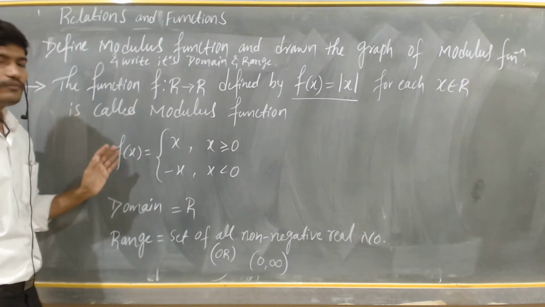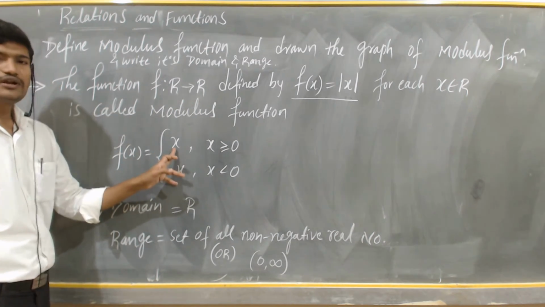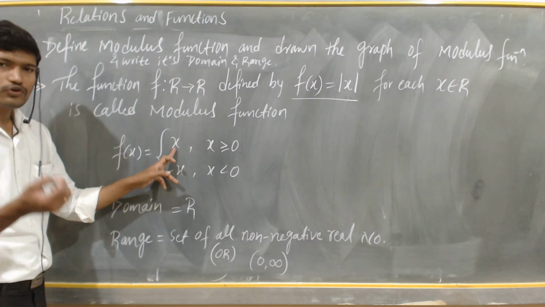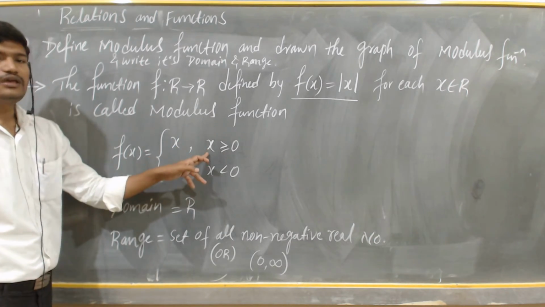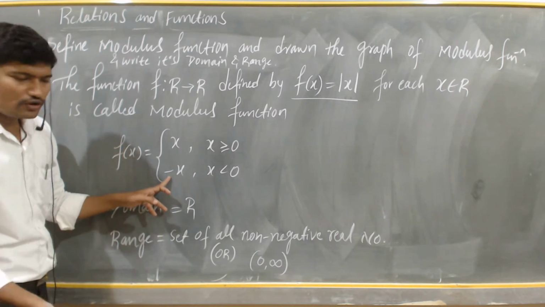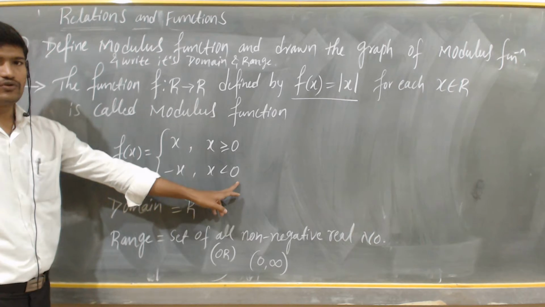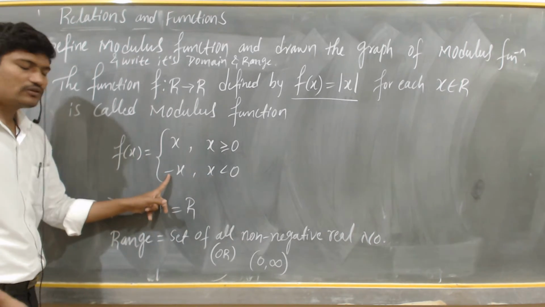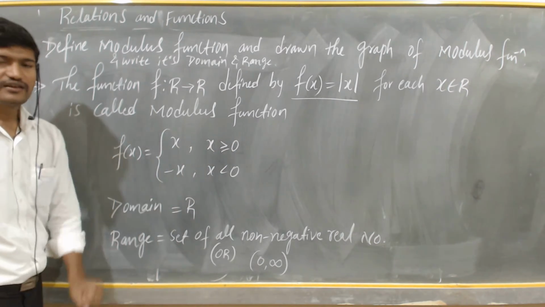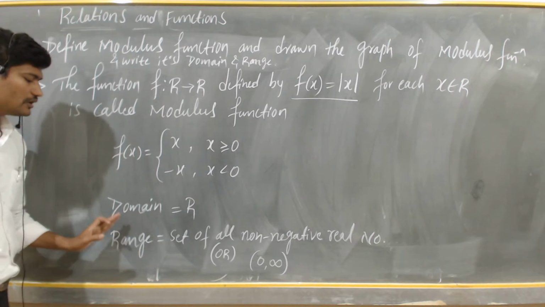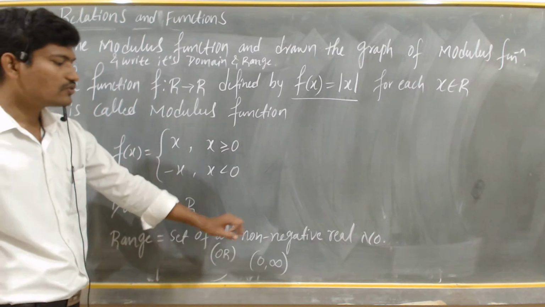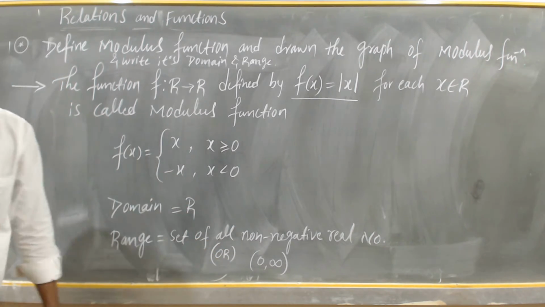And this is the general form of f of x, so here two conditions are there. If you take f of x as a positive value, then x must be greater than or equal to 0, and you will get plus x. Otherwise, you can take a negative value, meaning x must be less than 0, and then you will get minus x. Here the domain is R, and the range is the set of non-negative real numbers, or otherwise we can write 0 comma infinity.